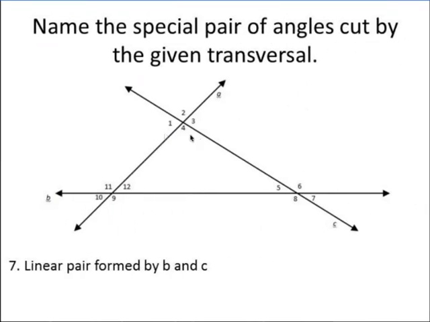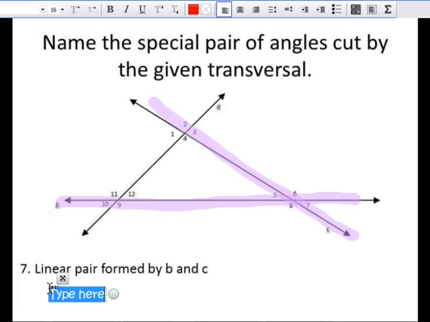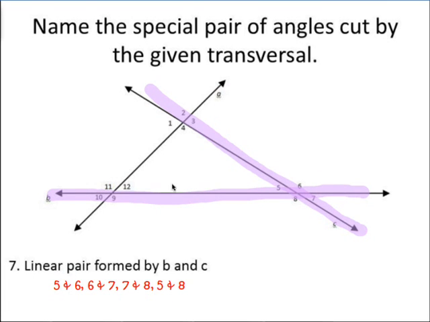And then the last one. Linear pair formed by B and C. So a linear pair are angles that create a line. So we have all sorts of choices right here. This would be 5 and 6. This could be 6 and 7. This could be 7 and 8. Or this could be 5 and 8. So there's all of our linear pairs.